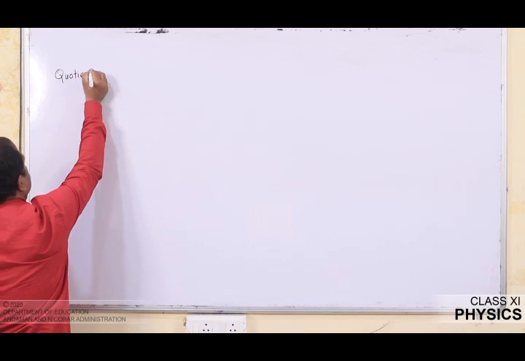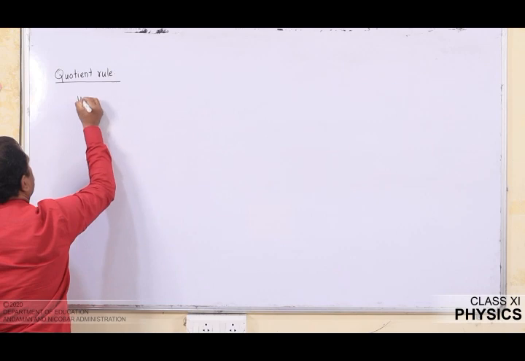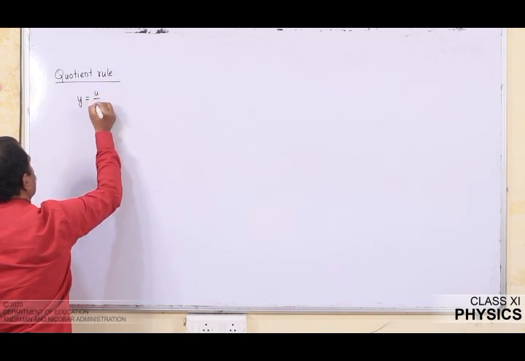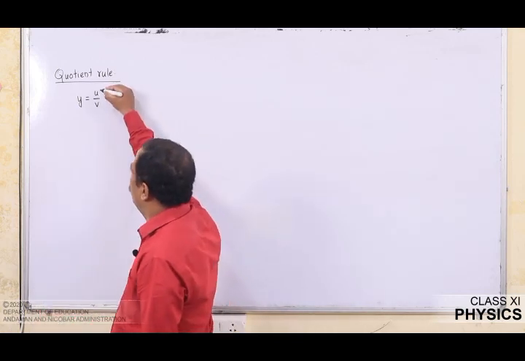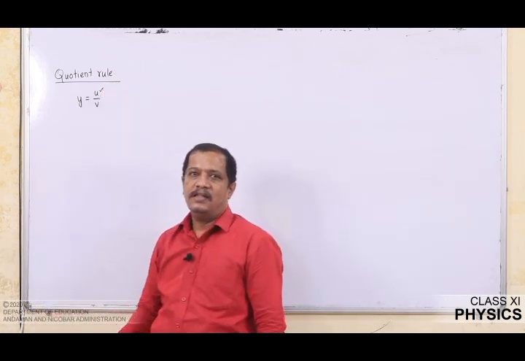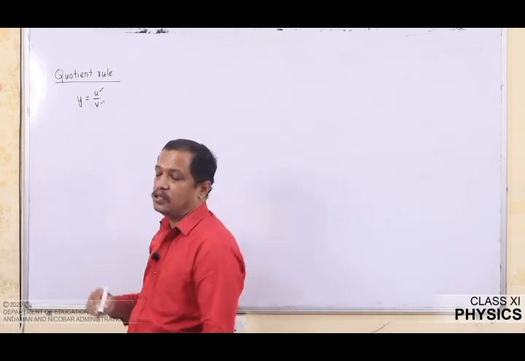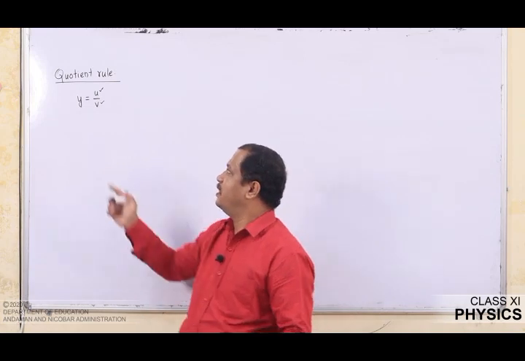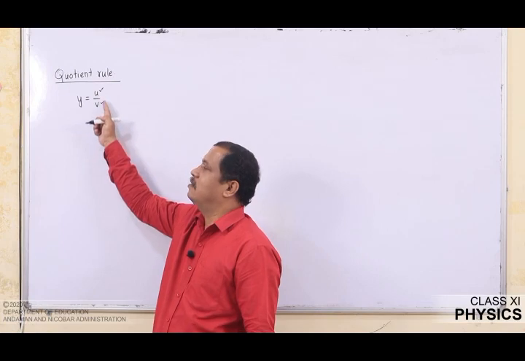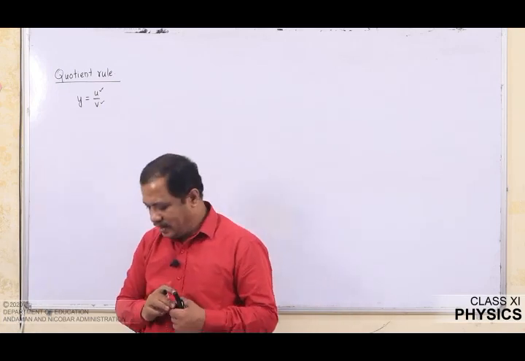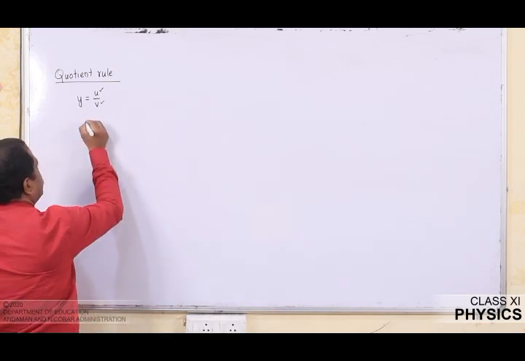We have two functions, say y is equal to u over v. As I told you, u is a function of x. V is also a function of x. So what I say is that ultimately y is a function of x, but the functions are in the numerator and denominator. In that case, when I am asked to differentiate this one, I have the standard formula.